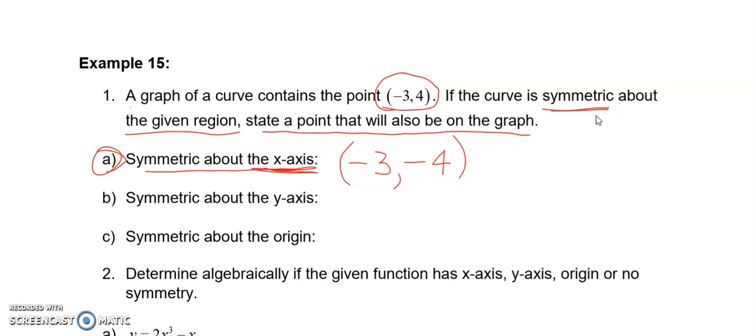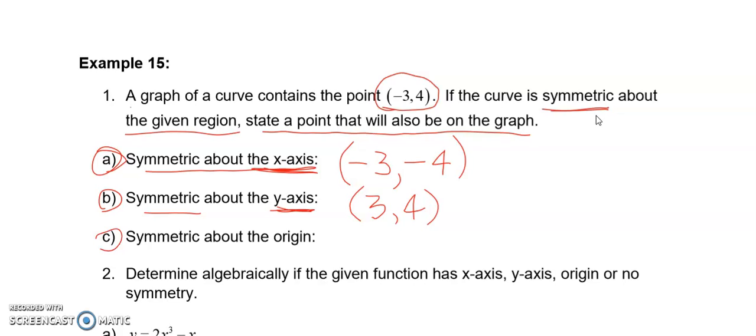Okay, part B. What if this point -3, 4 is on your curve, but what if the curve is symmetric about the y-axis? Well, that means that if you change the sign of your x-coordinate, that point will also be on that curve. So just change the -3 into +3, and the 4 stays as is. So there's 2 points that must be on that curve.